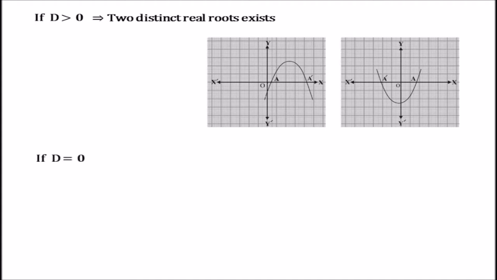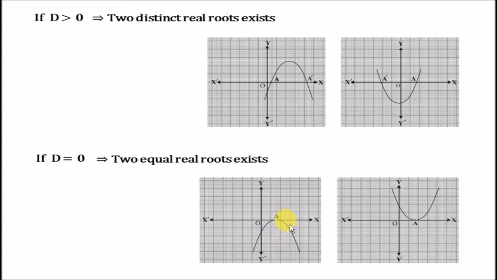Next situation, if D is equal to 0, in this case we will have two equal real roots for the quadratic equation. So we need to remember, whenever there are two equal roots for a quadratic equation, the value of the discriminant is equal to 0. In this case, we can represent the situation geometrically like this. Here we have only one intersection with the x-axis, that is point A. So both the values of the variable will be the same, and both the zeros are equal.